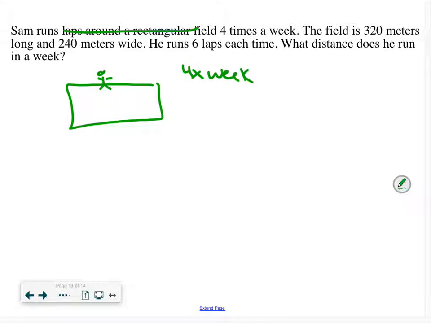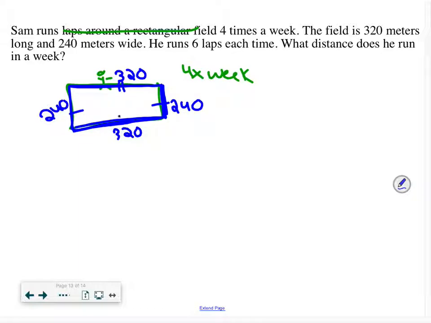The field is 320 meters long and 240 wide. Long means the longer part is how long it is, and wide is the shorter part, so I'm going to put 240. Now, because I know about a rectangle and its dimensions, if Sam is running laps, I know he's going all the way around. So he's running 320 here, 240 here. This is also 320, and this is also 240 because opposite sides of rectangles are equal.